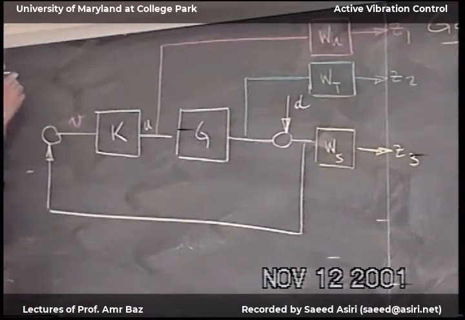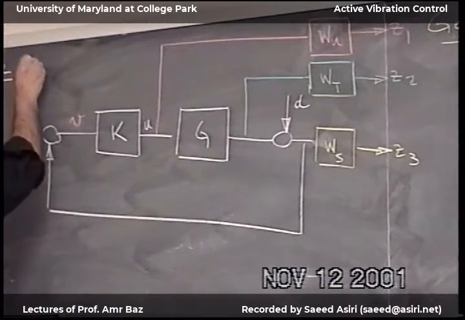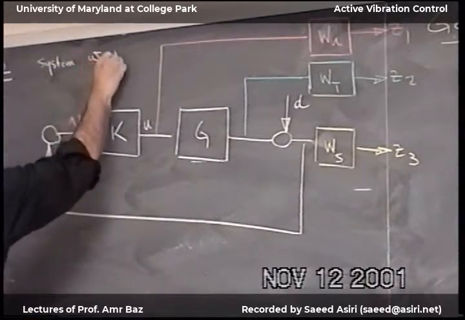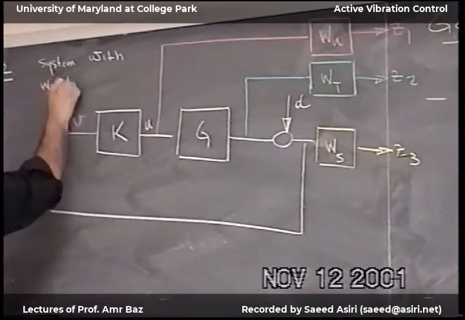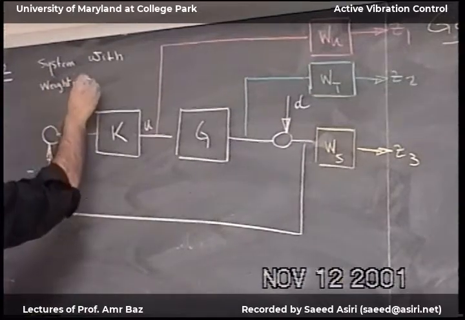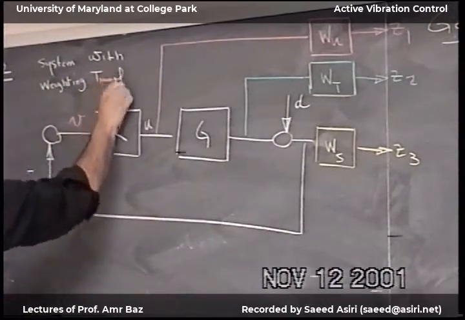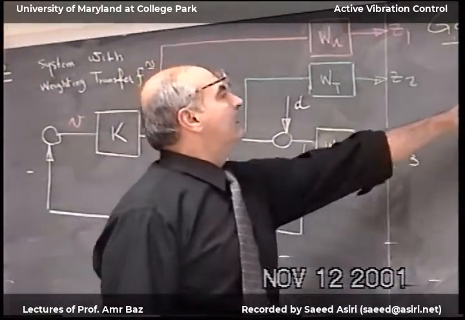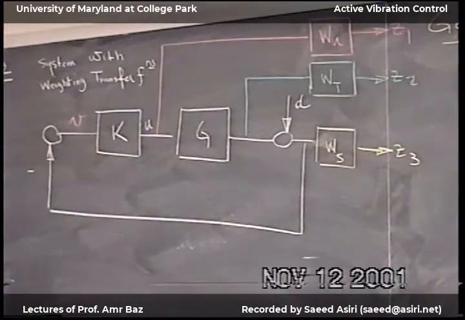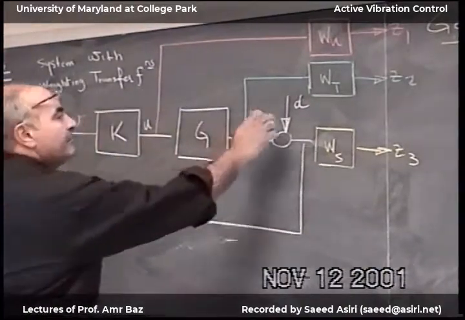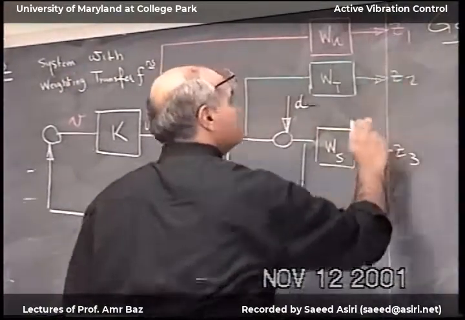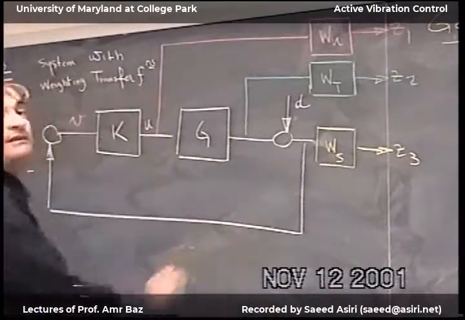So now here is system with weighting matrices or transfer functions. Now I want to put it in this form. So I have here W is the disturbance that we have, and then we have U, and then the output is Z. I have 3 Z's, and then I have this Y.